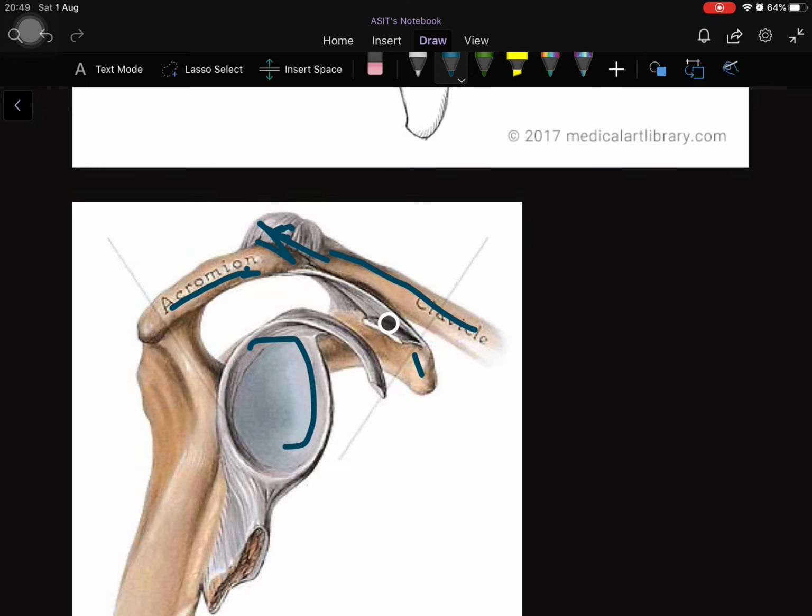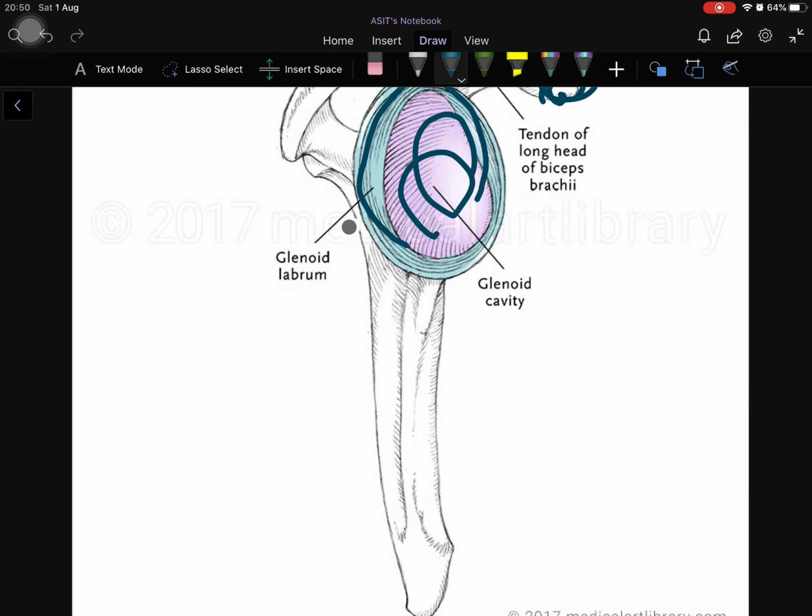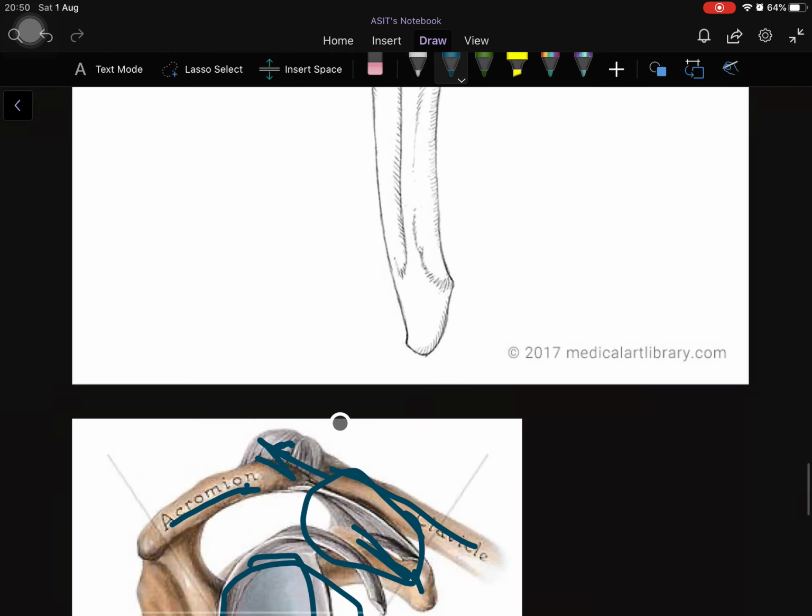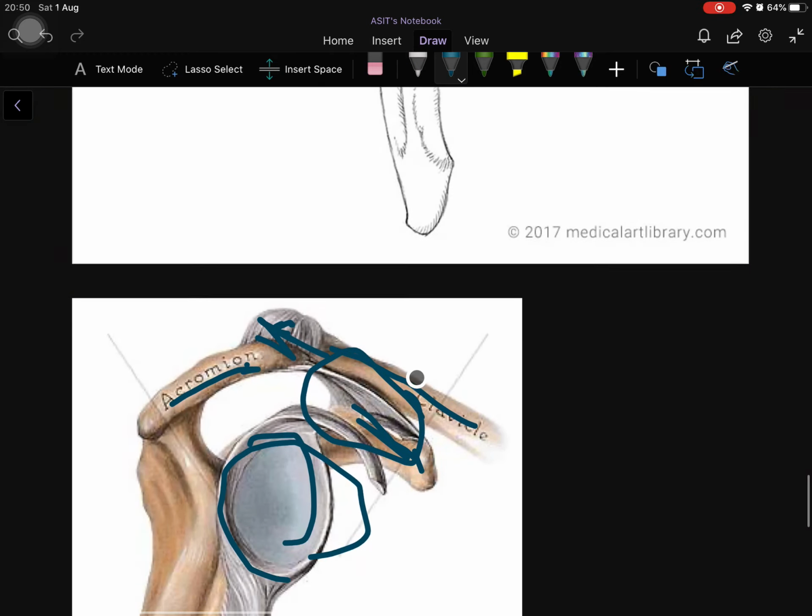Two ligaments. One is the trapezoid ligament. Another is the conoid ligament. One is the trapezoid ligament, another is the conoid ligament. Just remember it properly: trapezoid and conoid. Okay, this is the glenoid cavity, glenoid labrum. See this one, and it will be like this.